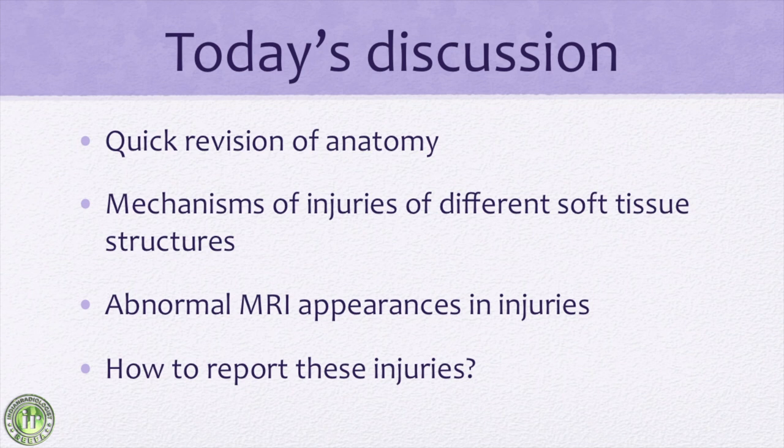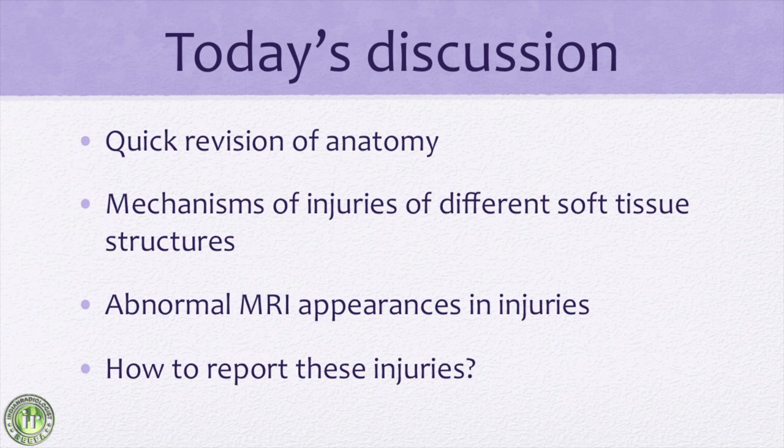the previous video. After the anatomy, we'll look at the different mechanisms of injuries of different soft tissue structures, followed by abnormal MRI appearances in these finger injuries. And last, we'll look at how to report these injuries. Now, this is very important. There are certain points that you need to mention in your report which will add value to your report so that it is appreciated by the orthopods and you get an edge above your peers.